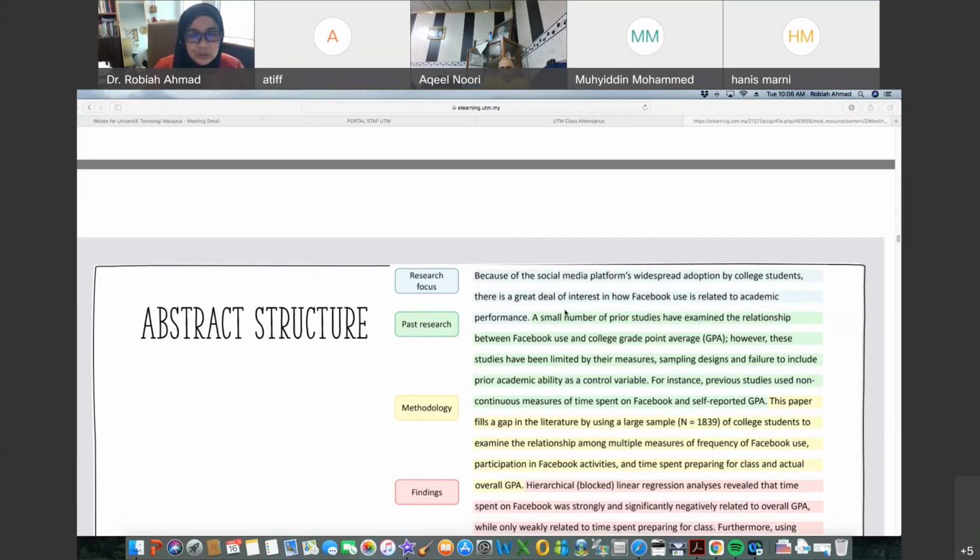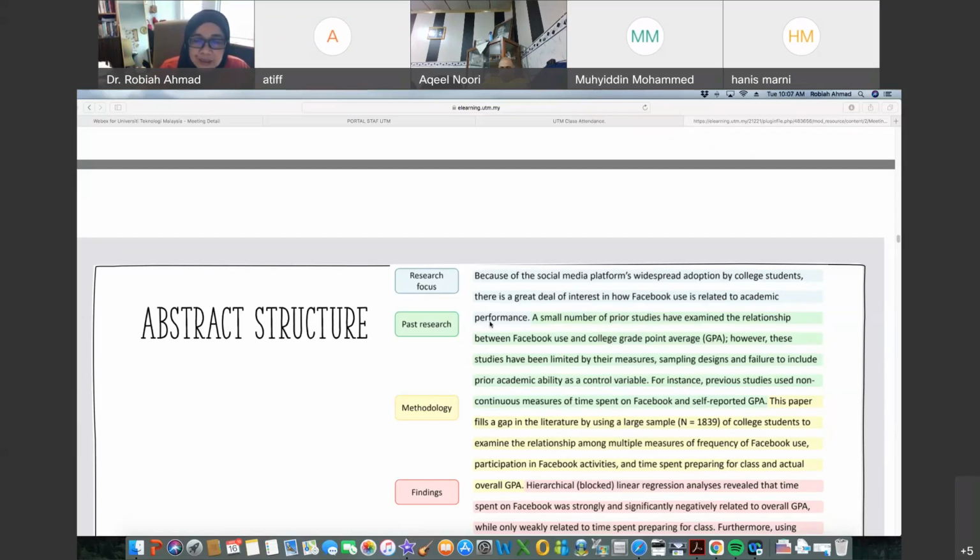The usual mistake by students is that they have so many sentences on the research background itself, sometimes half of the abstract. We don't need that.